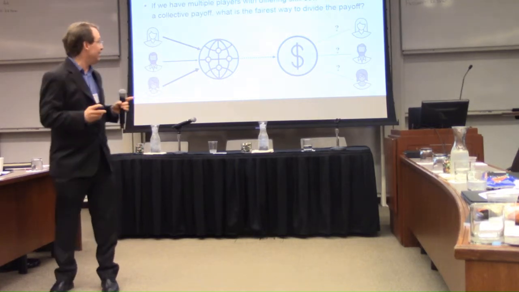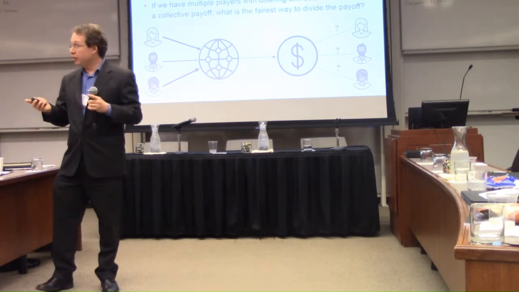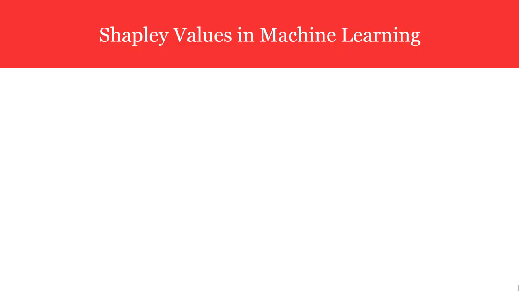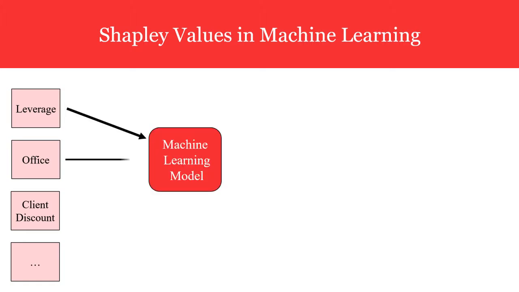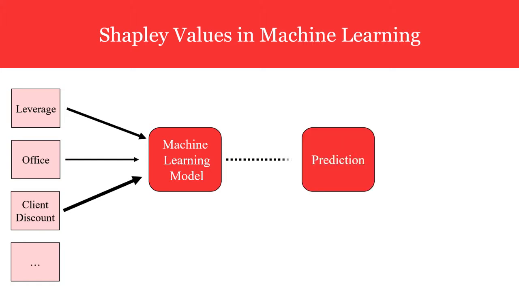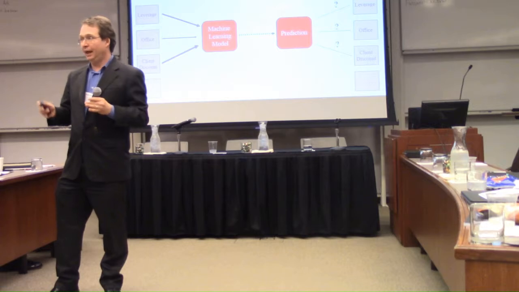And people smarter than I have taken this idea and applied it to a machine learning model. And I'm going to show you what that means. So in machine learning, rather than players in a game, we have the features that are going into our model. For example, the leverage, which office, client discount. These are our features. All of these contribute to this model. The model makes a prediction. The question is, how much was each feature responsible for the prediction? So you can see the parallel between classic game theory and machine learning.